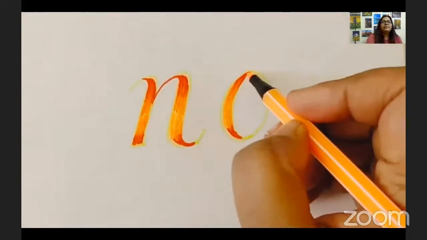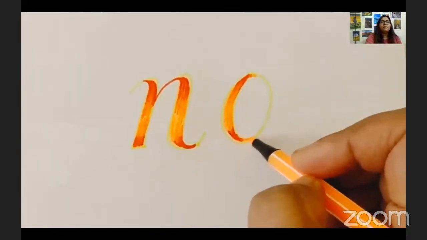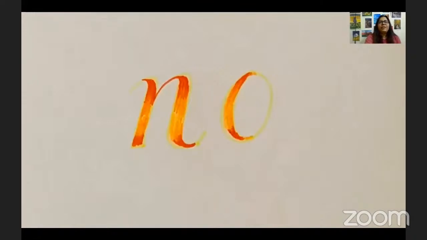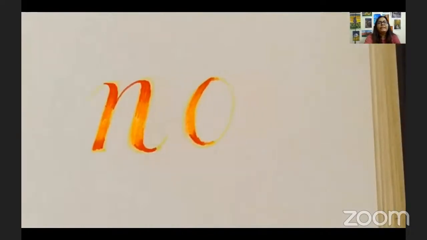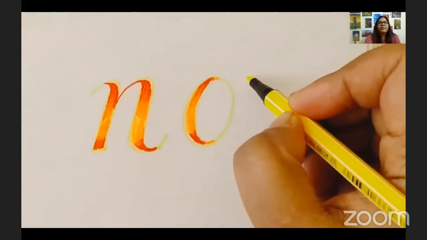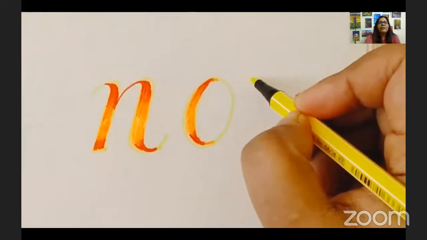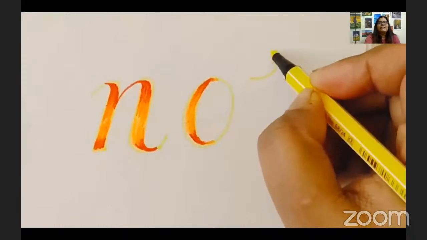Everybody got it? Very good, very good. Same now, same thing we will do for one more letter. Let us write H now. Same with our yellow color, we will write H like this.